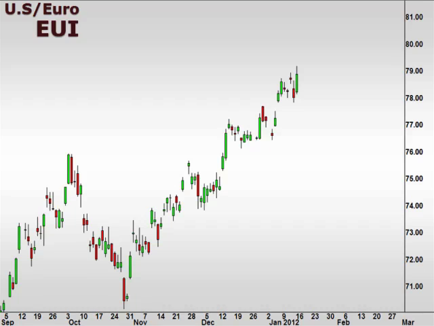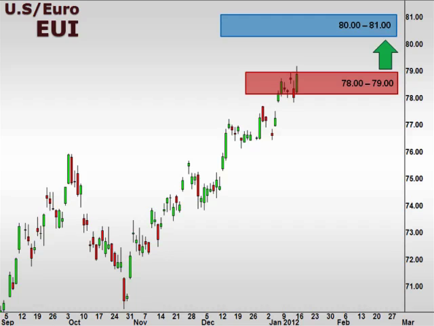Let's take a look at the EUI, the US dollar versus the euro. Well, the EUI continues to respect the uptrend. The 78 level now assumes the role of support with the next upside target sitting at the 80-81 focal zone.